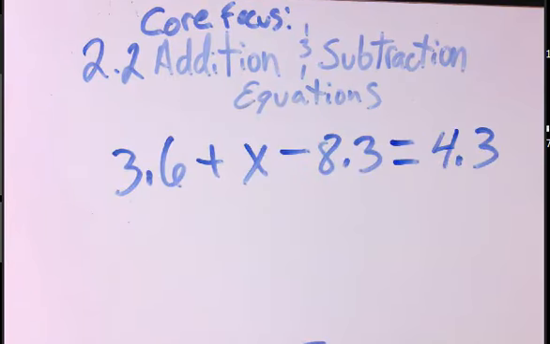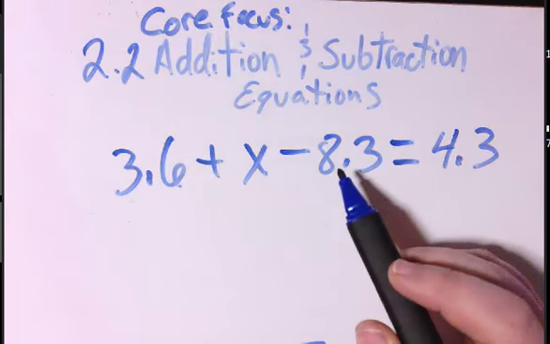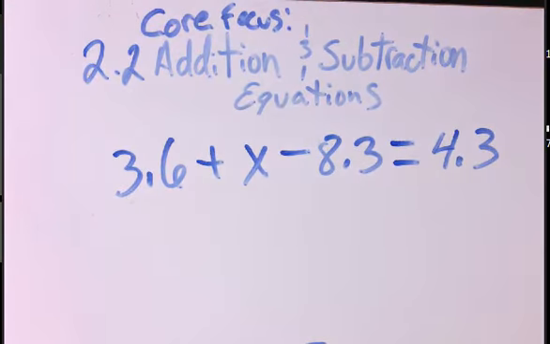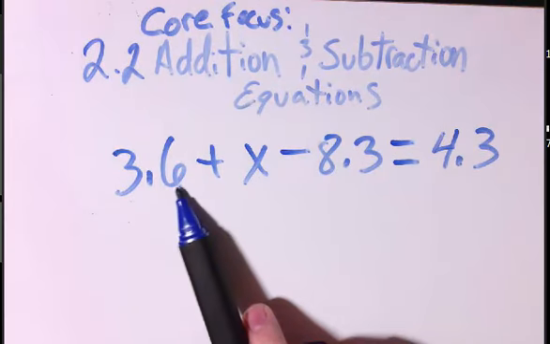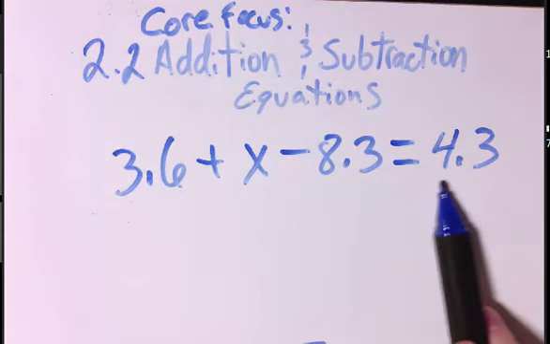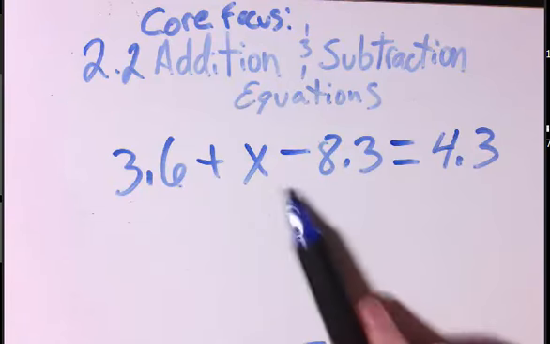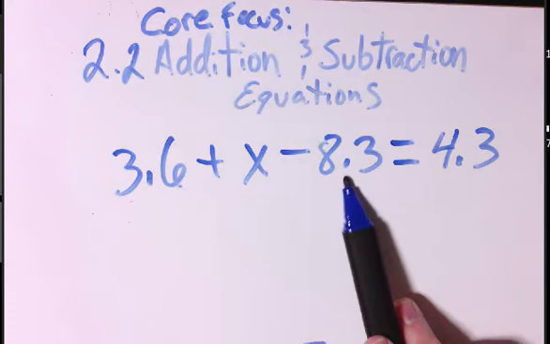Alright, so our next example is working with decimals. We have 3.6 plus x minus 8.3 is equal to 4.3. This one here might throw you off a little bit, but don't worry about the decimals. They're just numbers. We can do the same thing as before. There's a couple different ways you can do this. You can either combine like terms on each side and then work on getting x by itself, or you can take these across individually.